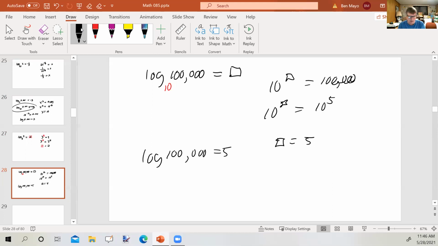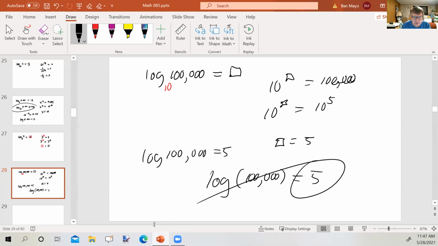I mentioned your calculator earlier. On your calculator, the log button, if you just push that log button, you get log and then parentheses, put in 100,000, close it up with a right-hand parentheses, push equals, and you should get 5.